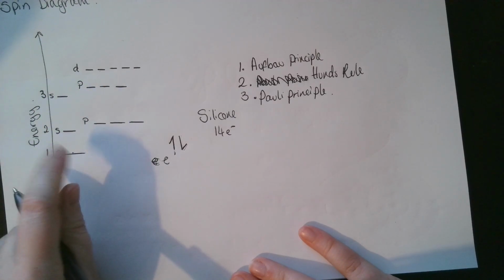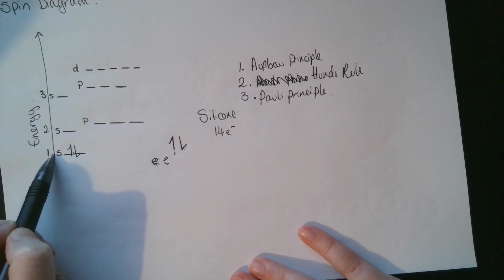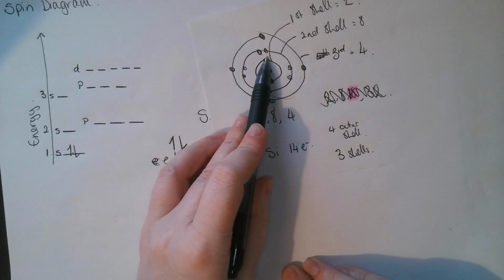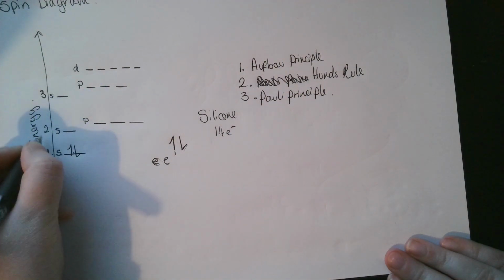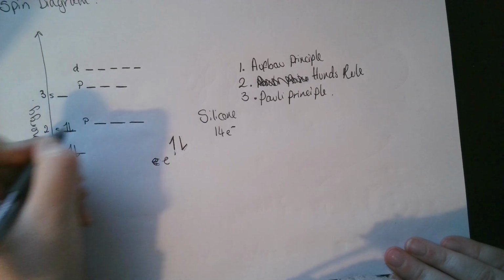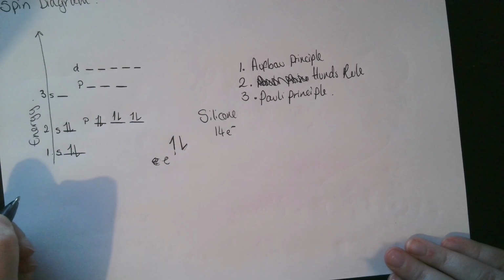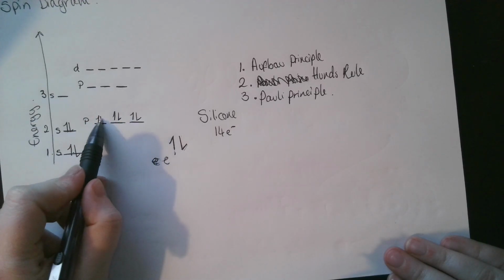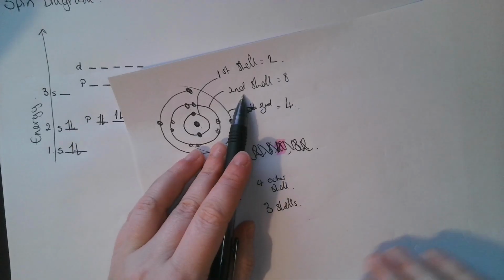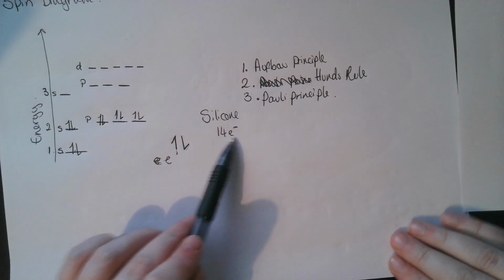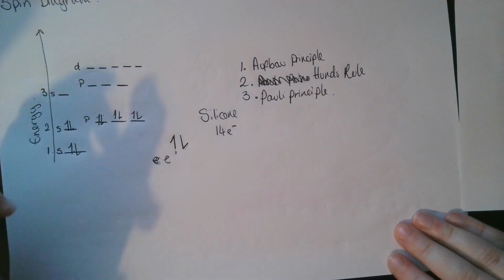So starting at the very bottom, 1, 2. In our first shell, we have 2 electrons. Second, 1, 2, 3, 4, 5, 6, 7, 8. In the second shell, we have 8. Now we have a total of 14. How many have we used so far? 1, 2, 3, 4, 5, 6, 7, 8, 9, 10. We've used 10 so far, so we've got 4 left over.